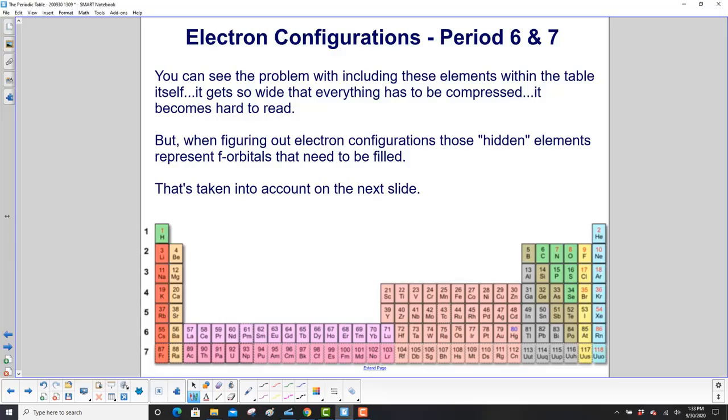So here's the problem and why all of these elements here are typically shown at the bottom of the periodic table. Because if we put them in the right place, this table gets too wide. It gets so wide that everything has to be compressed. It becomes hard to read. But when figuring out electron configurations, these hidden elements represent f orbitals that need to be filled. That's taken into account on the next slide.